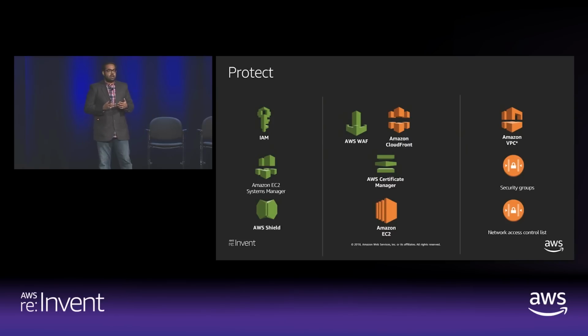When it comes to protection, how can you protect your environment? Now that you have identified what needs protection, you have IAM for user, key, session, role management, EC2 SSM, Shield. You have AWS Web Application Firewall, where you can set up rules for certain sets of IPs that you want your web applications to only receive traffic from. You have CloudFront, tied in with WAF, Certificate Manager, EC2, VPC, security groups, NACL, to provide host-level protection or VPC perimeter boundary level protection.